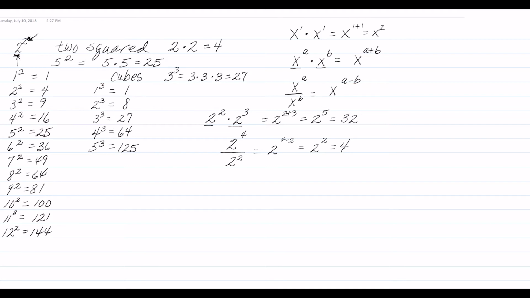Now, suppose that we didn't have like bases. Suppose we had 2 to the 3rd times 3 to the 2nd. Well, these are not the same base. We have a base of 2 and we have a base of 3. So we're going to say that 2 to the 3rd equals 8, and 3 to the 2nd equals 9. So in effect we are saying 8 times 9, which of course is 72.